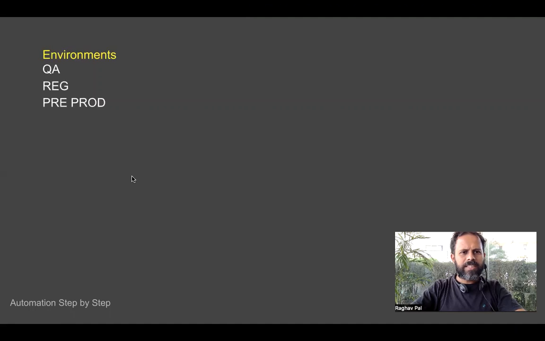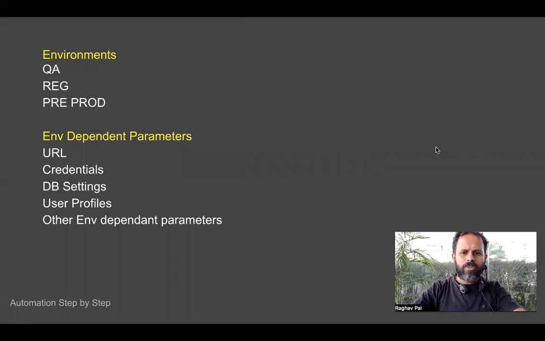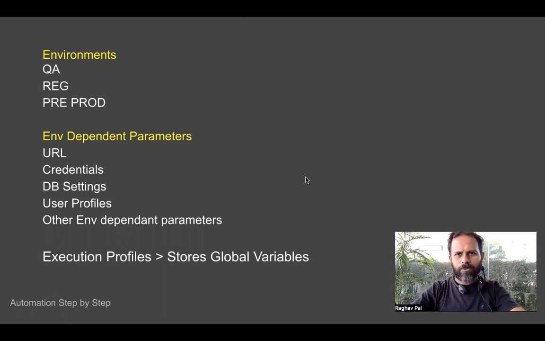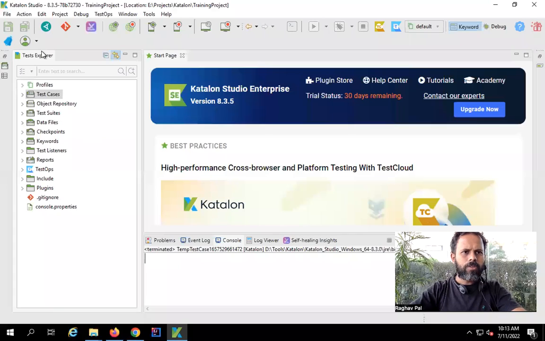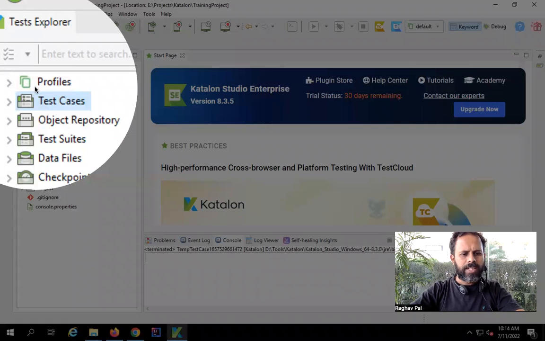As we have seen, we can have different environments, and we can have some environment dependent parameters which change with every environment. And therefore we need a way that we can change these values with the environment without doing any manual intervention. We do not have to touch the test cases. We do not have to touch the test data. We do not have to do any kind of manual changes, but we are still able to run on different environments. So here in Katalon Studio, we have something called profiles, and you can see the very first top folder in your project Test Explorer is profiles.